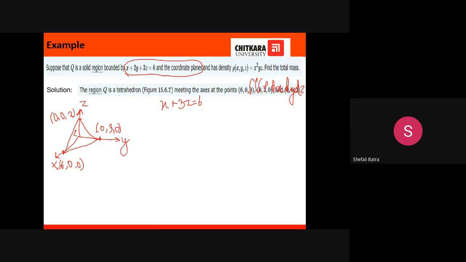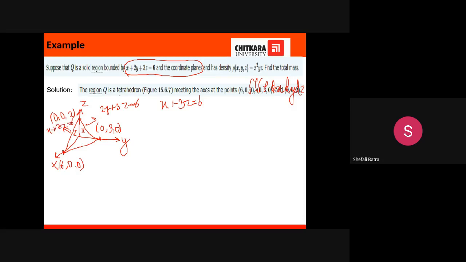Similarly, when we are talking about this zy plane, in the zy plane x would be 0, so again you'll be getting a triangle in the zy plane, that is given by 2y plus 3z is equal to 6. This is the line 2y plus 3z is equal to 6, and this was your line x plus 3z is equal to 6.